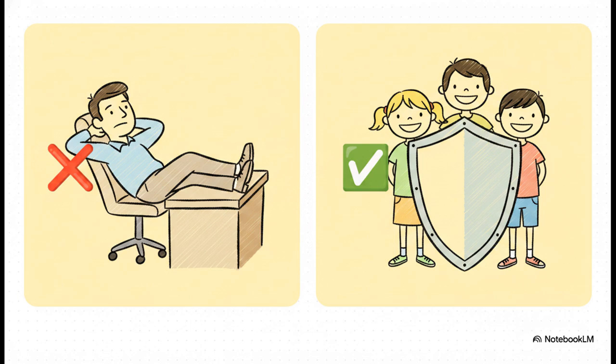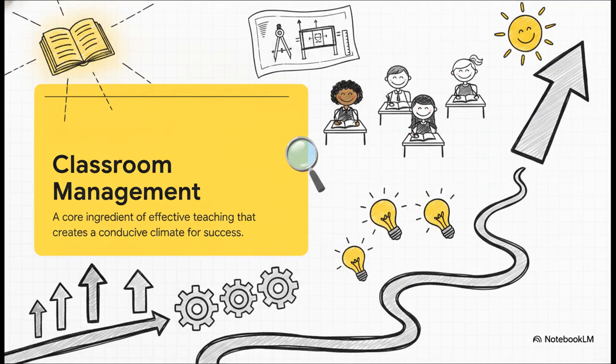You see, children aren't naturally contrary or disobedient. They actually thrive when they know exactly what's acceptable and what isn't. It's like giving them a safe map to navigate the day. So here's the crucial point. Positive classroom environments, they literally don't just happen by accident. Classroom management is a core ingredient of effective teaching. It requires deliberate, consistent effort to create a climate that's truly conducive to student success. You are actively architecting this space every single day.